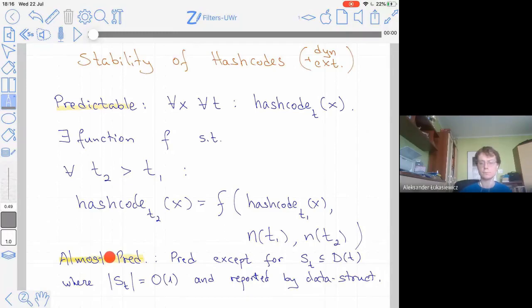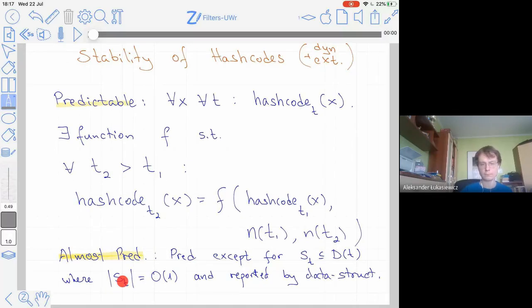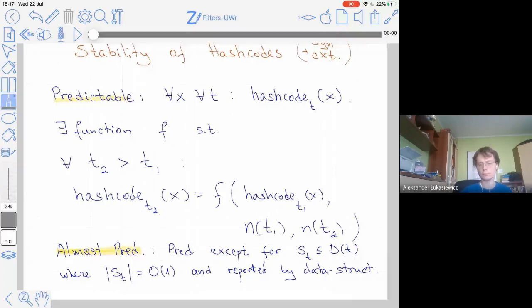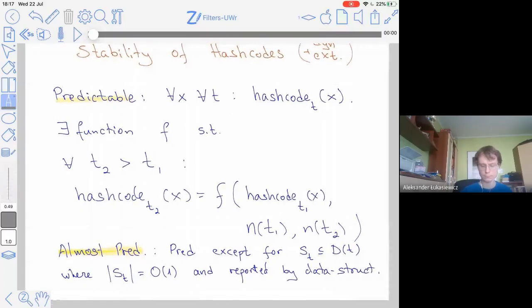Second definition is almost predictable. Almost predictable means it's predictable, except that in every time unit, I may change the hash codes of a constant number of elements. So I have a subset S of t whose hash codes may change, but this subset S of t is constant. And it is reported by the data structure. So the data structure will tell you, oh, X3, X5, and X17 have just changed their hash code. This is their new hash code.